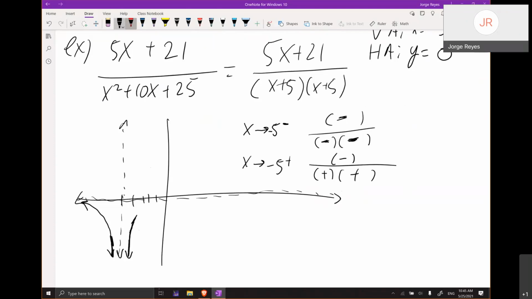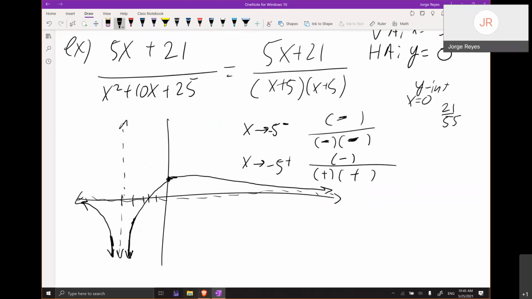Okay. And then just to show you something weird, let's plug in x equals 0 to find the y-intercept, right? That's 21 over 25. So that's up here, which is weird, right? Because I'm down here, but I have to go up here. So I actually do cross the horizontal asymptote and then go back down to it. And I get this weird looking graph.